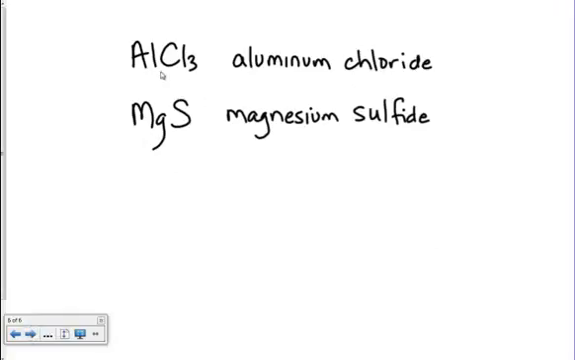And here are 2 more examples. We have an aluminum with 3 chlorines. It is going to become aluminum chloride. We don't worry about how many there are. Magnesium and sulfur is going to become magnesium sulfide.